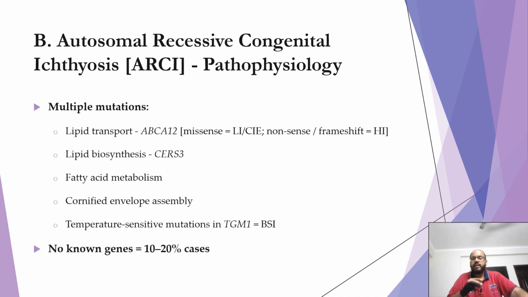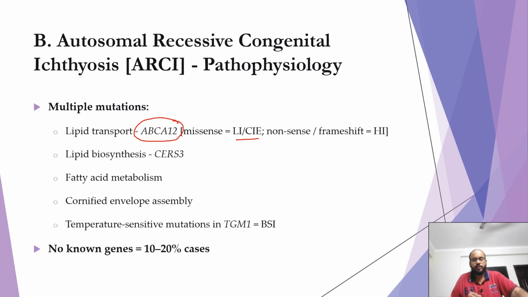The pathophysiology is diverse in ARCI. Why is ARCI diverse? Because it's an umbrella term. It has a lot of different kinds of disorders, and every disorder will have different mutations. So there are multiple mutations. For example, ABCA12, which is a protein mutated in lamellar ichthyosis or CIE.